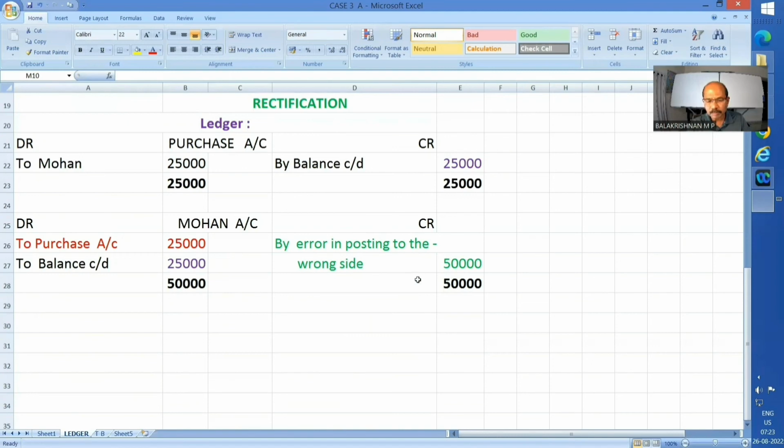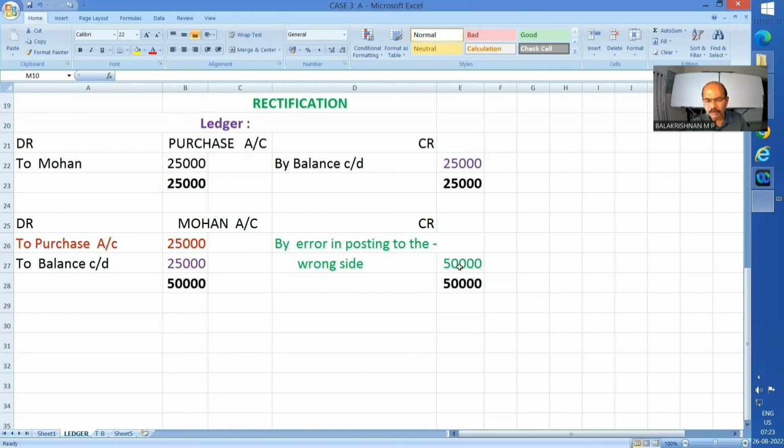Why 50,000? Please keep it in mind. When an account is operated on the wrong side, the rectification necessitates posting on the correct side with double the amount. In other words, if an account instead of being debited has been credited, or vice versa, the amount to be rectified is double the amount. Now let's see how it will take care of this 50,000. Out of this 50,000, 25,000 will nullify this wrong mistake. Now we have got another 25,000 rupees here.